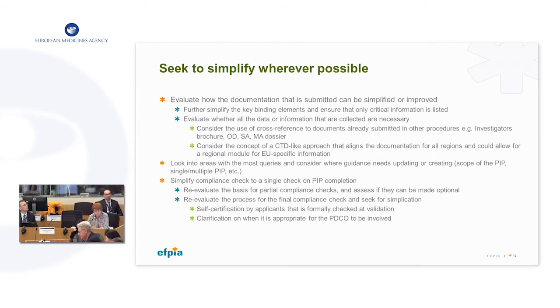On the EMA side, it'd be really interesting to see what are the areas where they get the most queries. For us in industry, it's certainly always the scope of the PIP. Should I have more than one condition in my PIP? And then maybe it'd be worth looking at that and seeing if there is a little delta of guidance that's needed. And then simplify the compliance check. At the moment, it's a very heavy process that can take about 6 months. And we really think there is a way of bringing in the partial compliance check, reassessing whether they are necessary, looking at the process and identifying clearly when the PDCO needs to be involved.